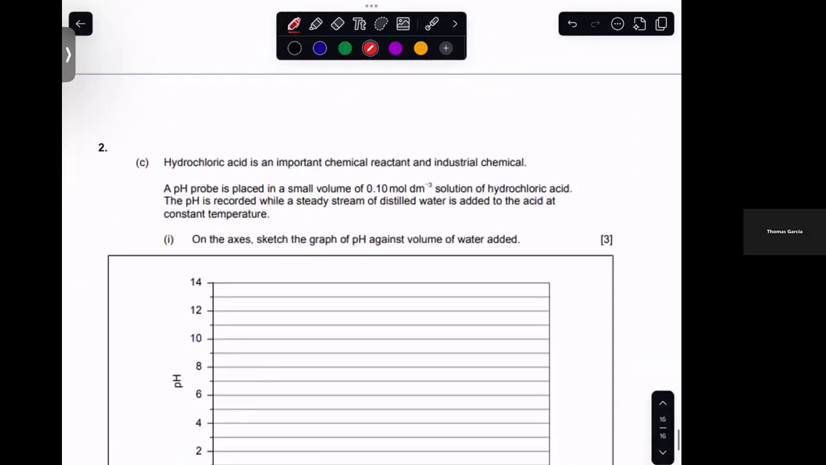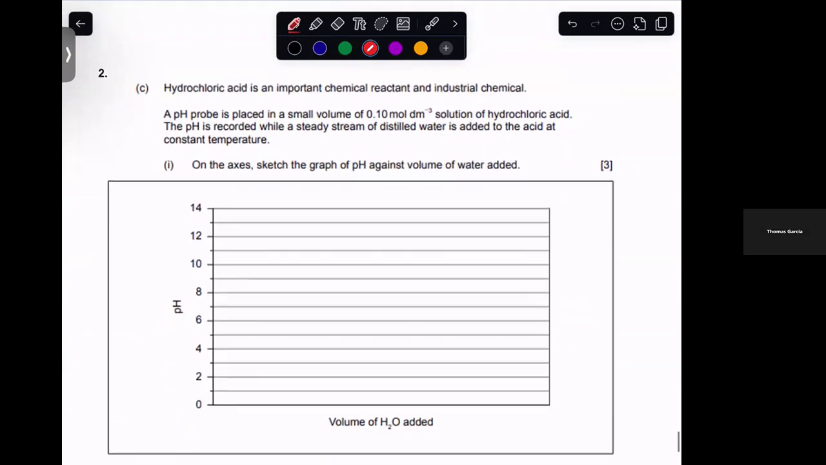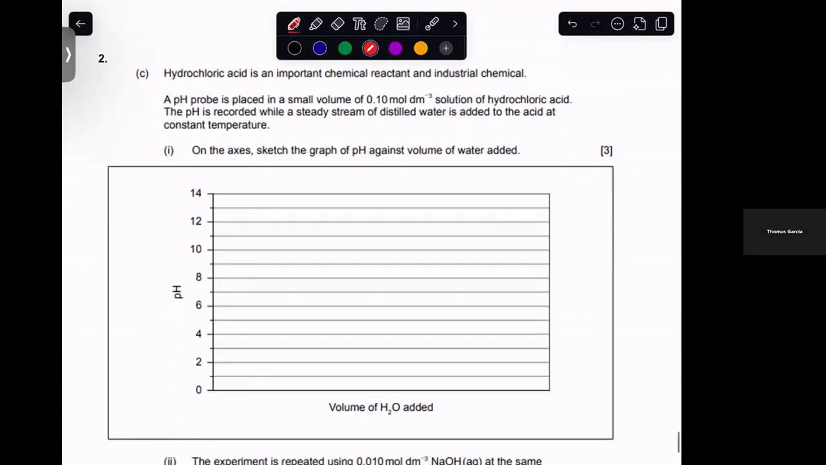Lastly, we have paper 2, question 2 to end it off. Hydrochloric acid is an important chemical reagent and industrial chemical. A pH probe is placed in a small volume of 0.1 mole per decimeter cubed solution of hydrochloric acid. The pH is recorded while a steady stream of distilled water is added. On the axis, sketch a graph of pH versus volume of water added.